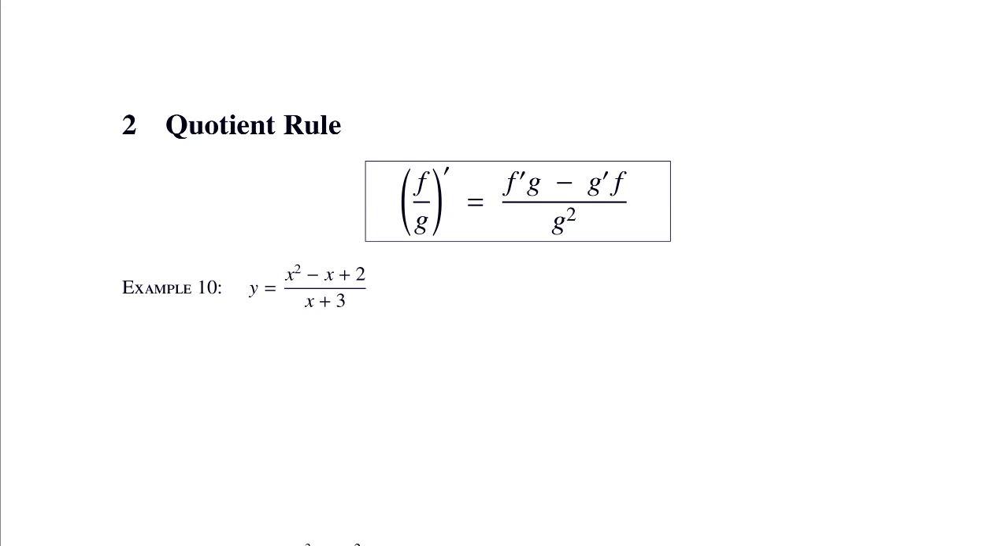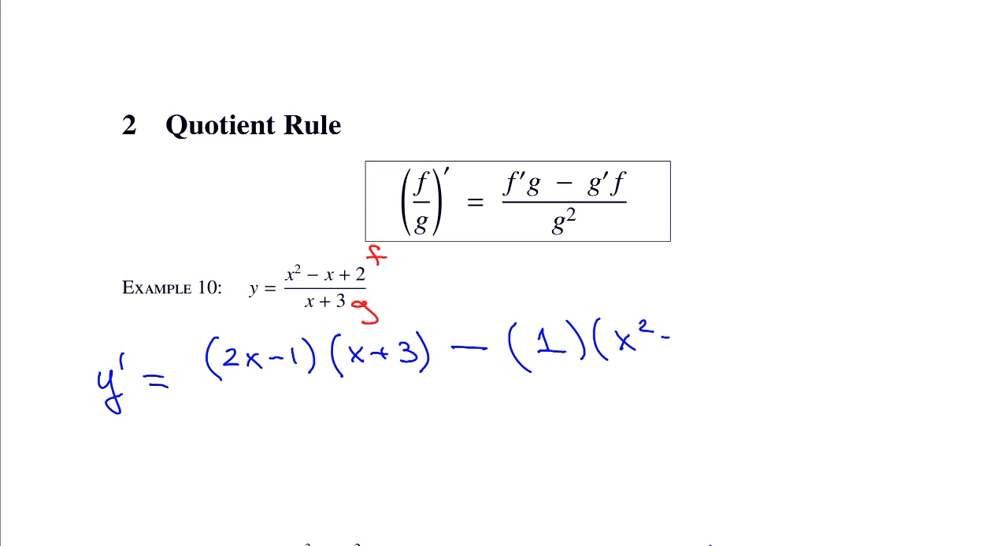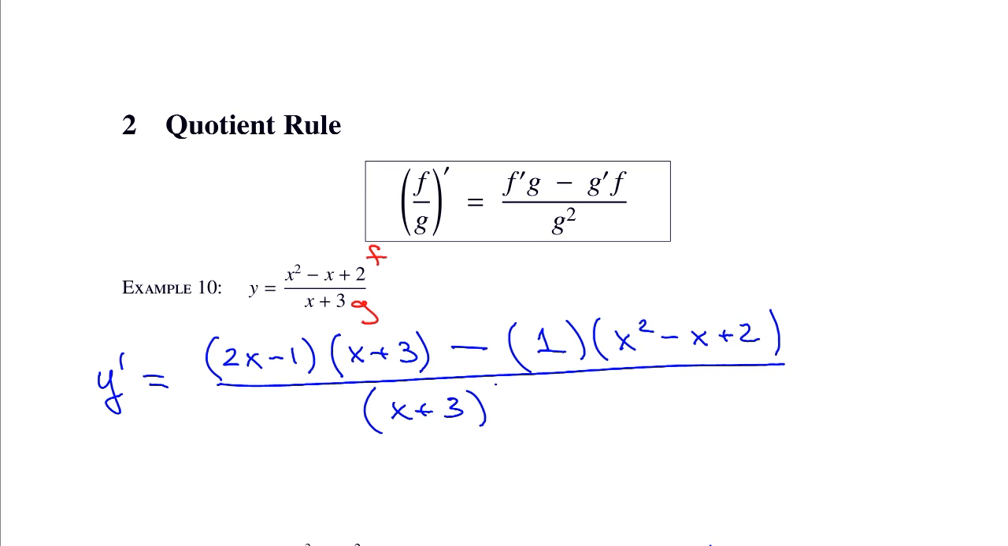All right. Example 10, we have y is equal to x squared minus x plus 2 over x plus 3. We need to identify f and g. f is the numerator and g is the denominator. So y prime is the derivative of the numerator, so this is 2x minus 1 times g unchanged, minus the derivative of g times f unchanged, divided by the denominator squared. We do need to simplify that.